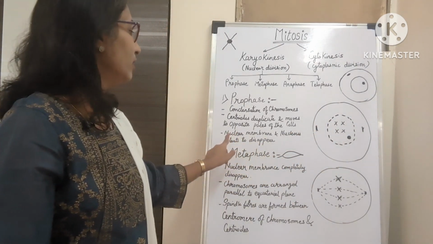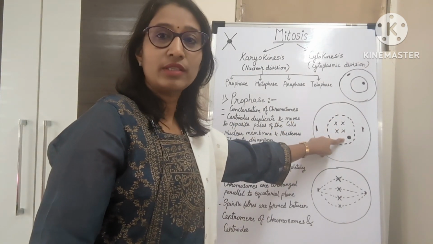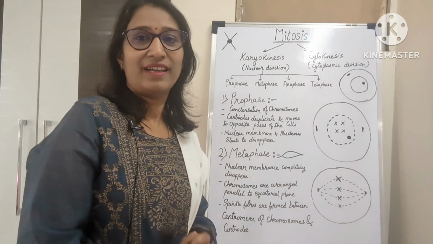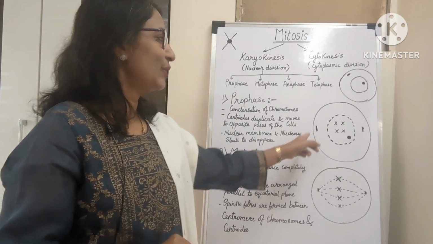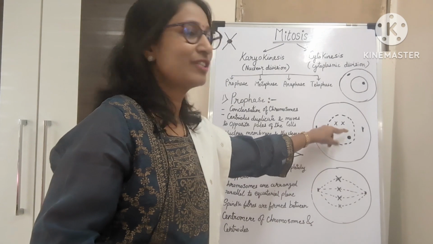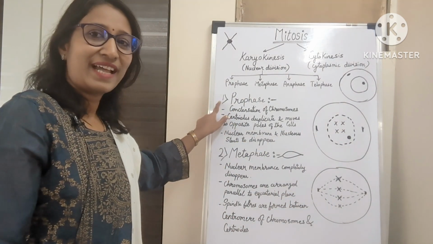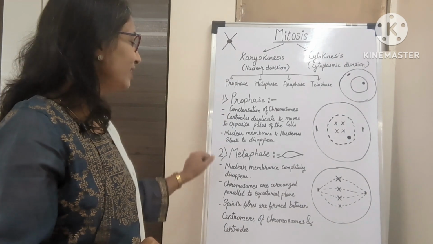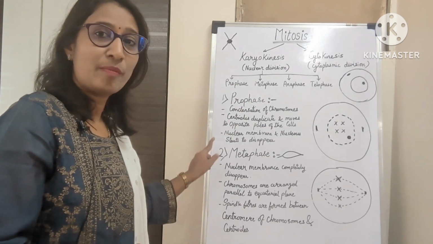Now the nuclear membrane. So the nuclear membrane and nucleolus start to disappear, like Mr. India in the movie. He disappears. Here also the nuclear membrane and nucleolus disappear. So prophase we are going to remember as Mr. India. Further, metaphase. The second step is metaphase, and these are the points.